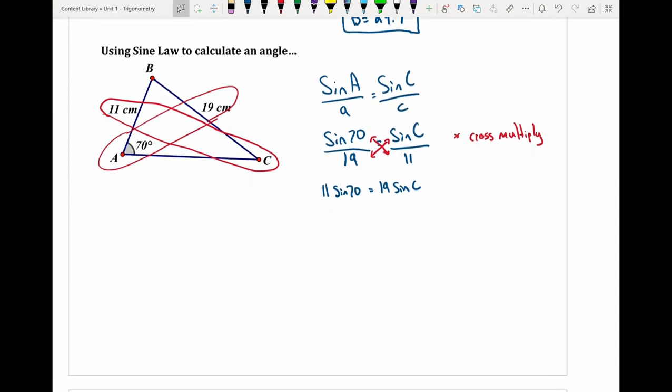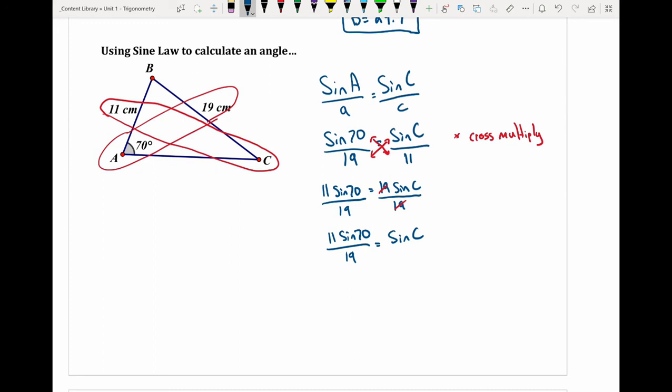Here, we're still trying to do the same thing. We want to get sine C by itself, or C by itself. Because it's being multiplied by 19, I'm going to divide the one side by 19, divide the other side by 19. That cancels out on one side. 11 sine 70 divided by 19 is equal to sine C. Now, we're close to getting C by itself, but I want to find, again, C by itself. I don't want to find sine C.